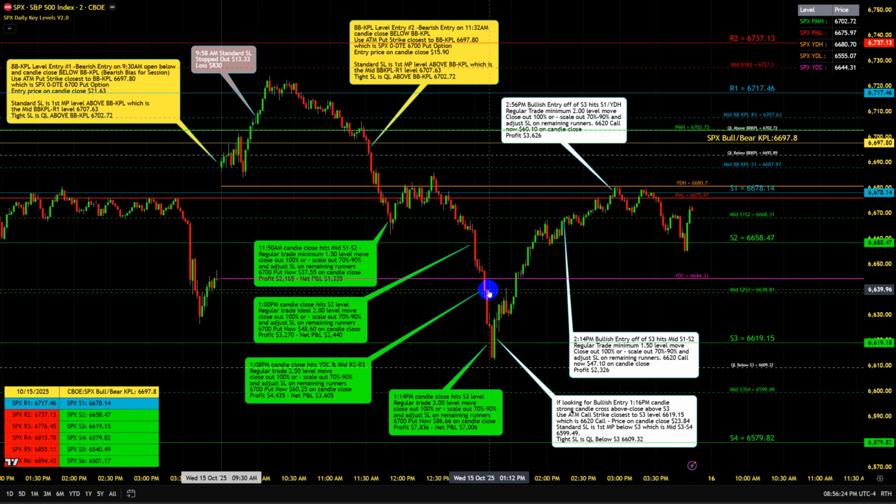And it wasn't through yet. Got another large candle here, then a little pause here, another large candle here on the 1:14 p.m. candle. Slices through the S3 level, closes below the S3 level, 1:14 p.m. candle. This is now a 3-level move. From bull bear to S1, 1 level, 1.5, 2, 2.5, 3 levels.